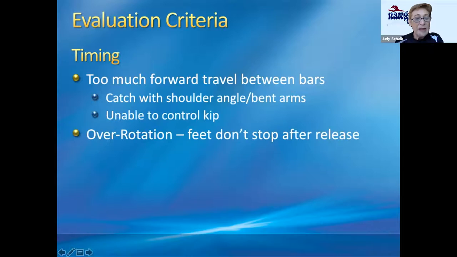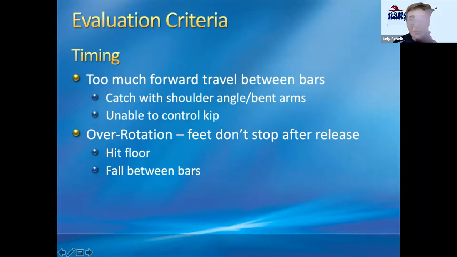Also, over-rotation may occur, and if they don't stall out and rise and stop their feet up there, but instead continue to rotate around, by the time they grasp, their feet may hit the floor or they fall between the bars. I'm sure you've seen this scenario plenty of times where they either hit the floor or they just flat out fall off between the bars. And here's a note: if they hit the floor hard between the bars, it's a fall and then they don't get the bonus for the D.